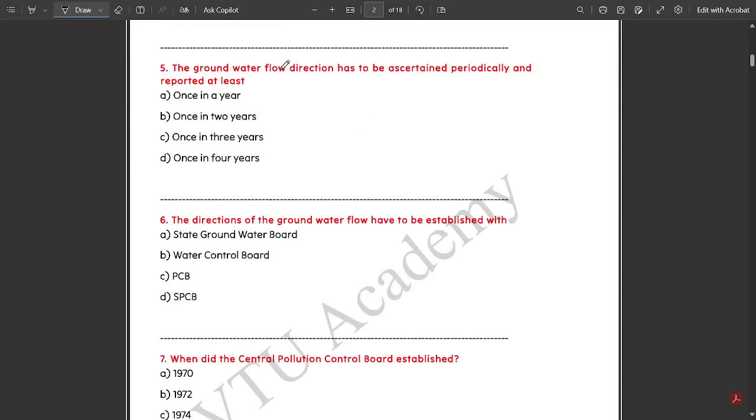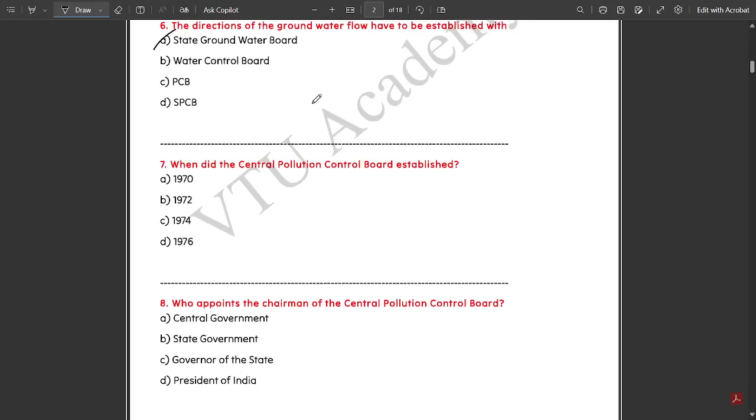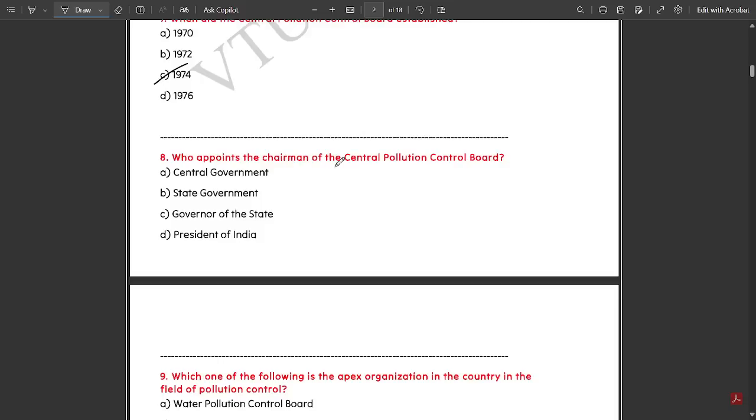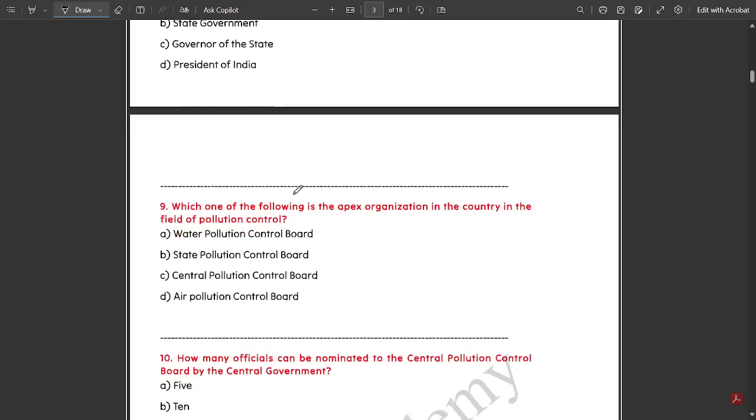Next question: the groundwater flow direction has to be ascertained periodically and reported at least once in 3 years. Next question: the directions of the groundwater flow have to be established with a state groundwater board. Next question: when was the Central Pollution Control Board established? It was established in the year 1974. Next question: who appoints the chairman of the Central Pollution Control Board? The central government would be appointing it.